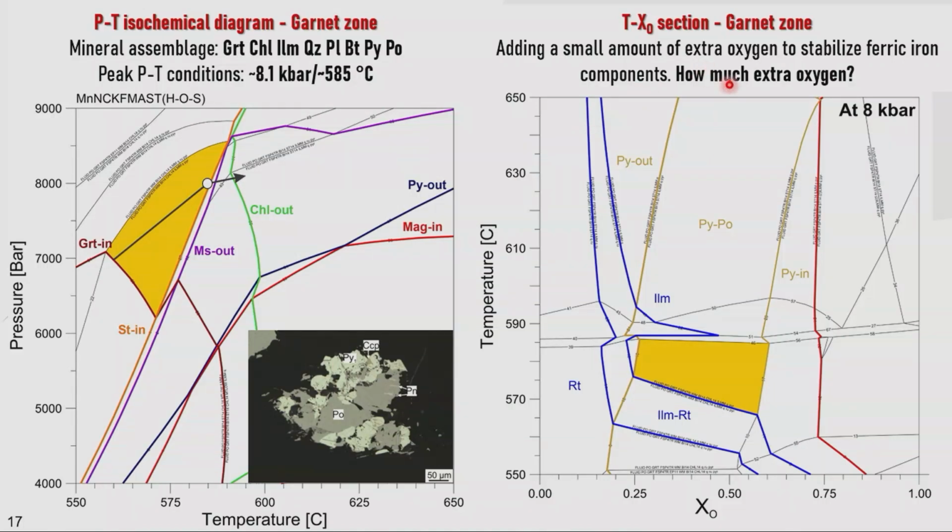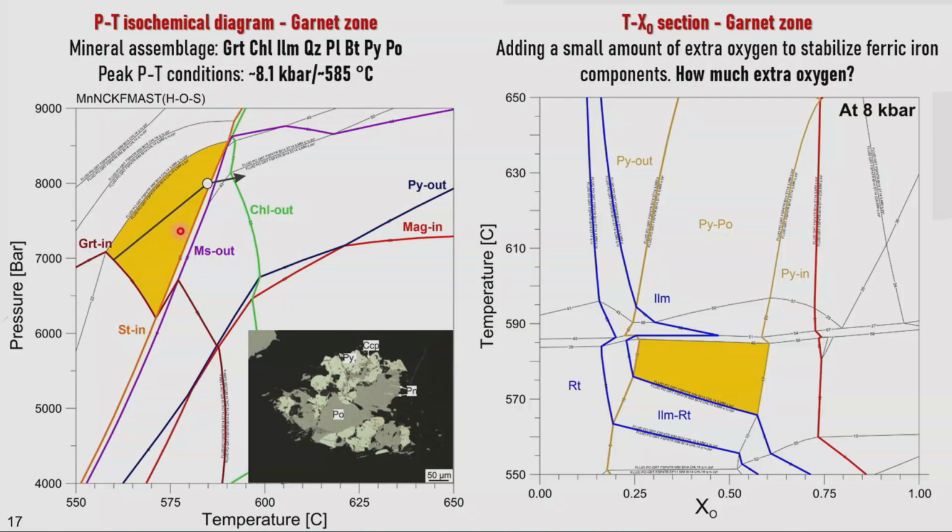Another thing that was important for us was that we needed to make some adjustments in the oxidation state of our sample, because now we're adding pyrite and pyrrhotite to the equation. So we need to stabilize the ferric iron components of our diagram. So we created this TXO diagram, trying to get an average value of oxygen for what we observe in the thin section. So if we find pyrite and pyrrhotite in the garnet zone rocks, this is the range of oxygen values we can use.